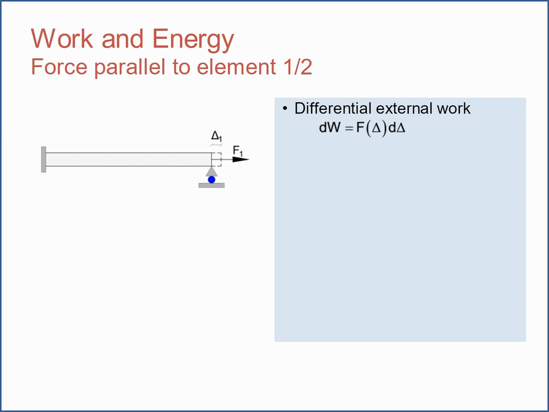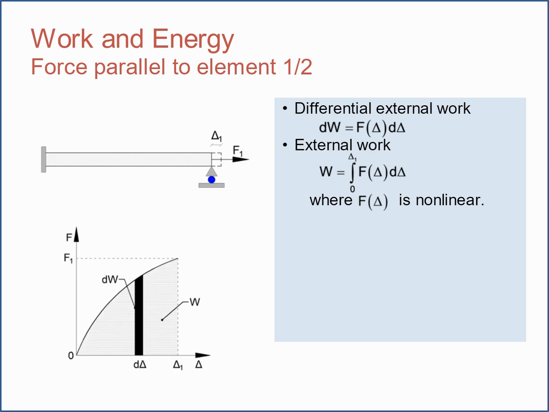The differential external work dW is equal to the force function F delta times the differential displacement d delta. The external work W is equal to the integral of the force function F delta integrated with respect to d delta between 0 and delta 1. In this case, the force is a nonlinear function of the displacement. This is shown graphically in the bottom figure.